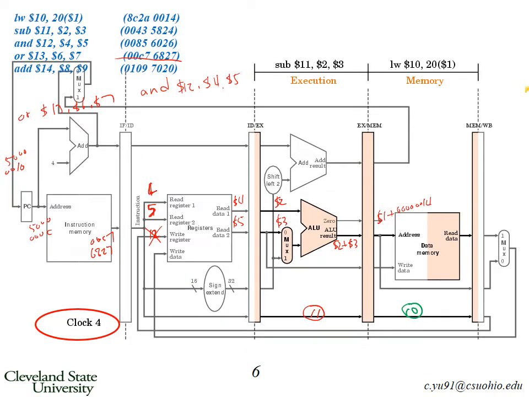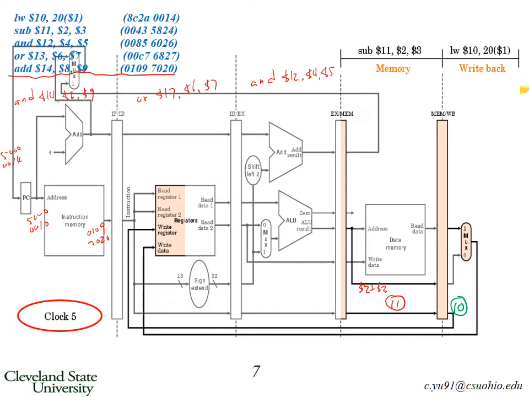In cycle number 4, the load word instruction is in the memory stage, and it is actually reading the memory data. And at the same time, the destination register number 10 is still carried over at the bottom. And in the execution stage, the subtract instruction is computing register 2 plus register 3, and it also carries its own destination register number 11 from stage to stage.